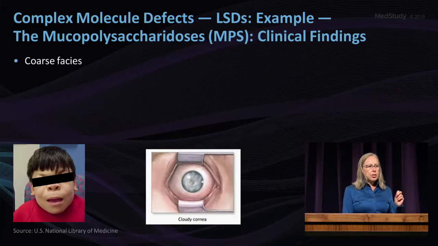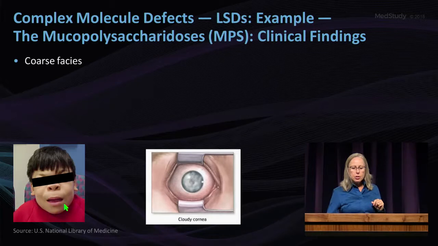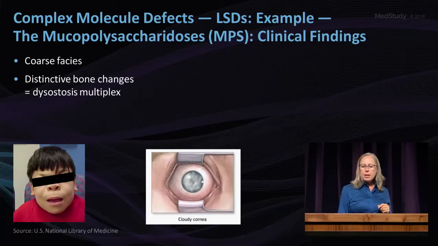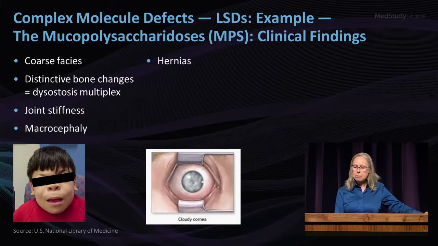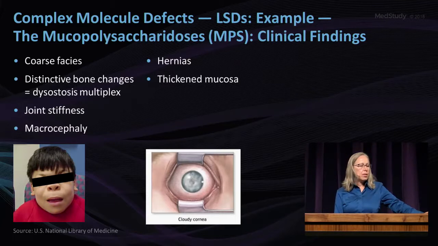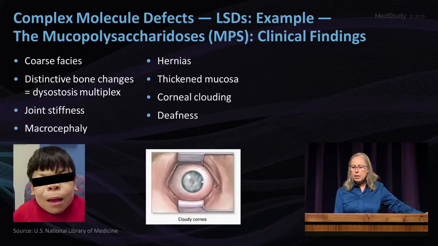So what you're looking for are these coarse facial features because the soft tissues are collecting the mucopolysaccharides. So you see here that the cheeks are full and the face looks very thickened. They can have distinctive bone changes, which are called dysostosis multiplex. They have joint stiffness and macrocephaly. They're prone to having hernias. They have a thickened mucosa, so a lot of people will come in thinking they have chronic seasonal allergies that never get better, repeated otitis media, corneal clouding, deafness, and intellectual disability.